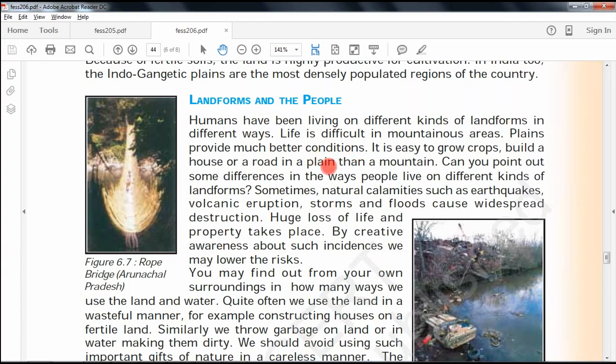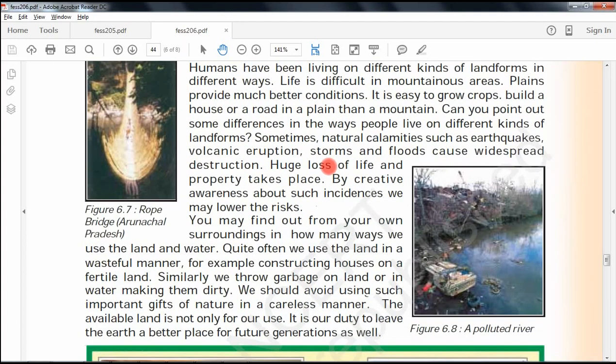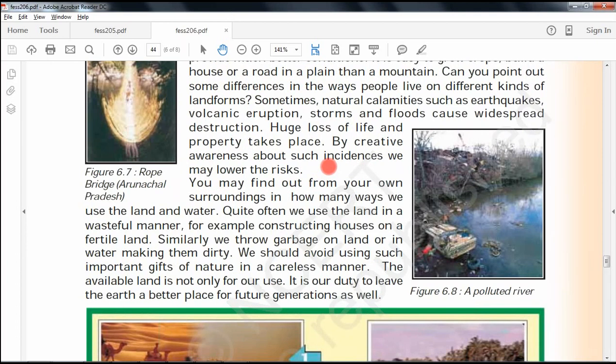So, landforms and people. Landforms are very much important for people. We have been living on different kinds of landforms. Life is difficult in mountainous areas, and plains are very much useful for human living. And also there are natural calamities like earthquakes, volcanic eruptions, storms, and floods that cause widespread destruction. Huge loss of life and property will be there.